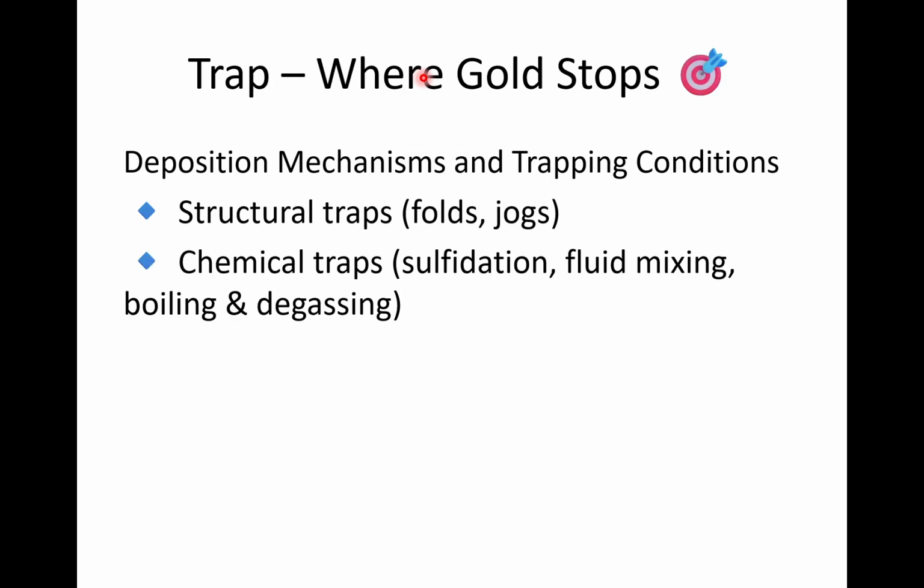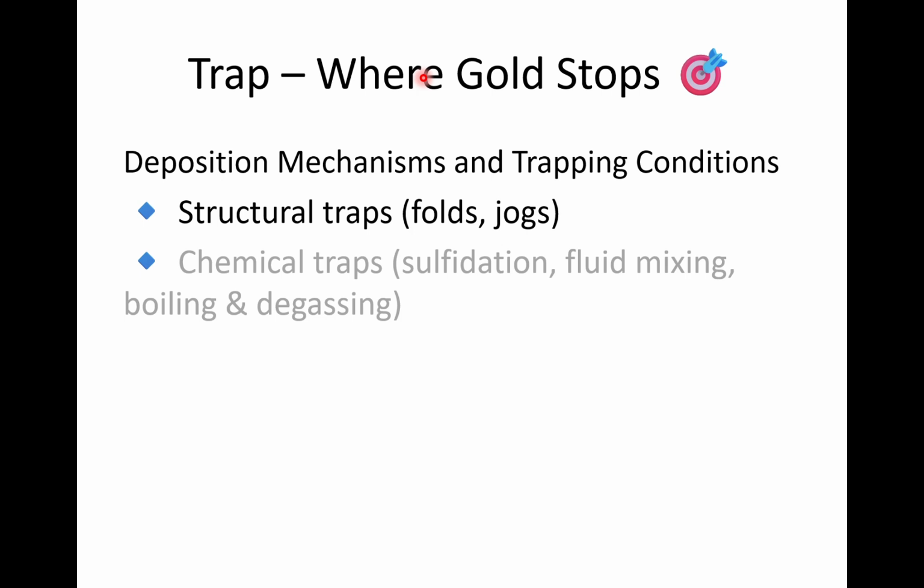So the trap is a set of conditions, physical, chemical, and structural, that cause the traveling gold to precipitate and concentrate into an ore deposit. Essentially, a trap is where the gold-bearing fluids can no longer hold gold in solution, so the gold drops out and accumulates. Several key trapping mechanisms operate in gold systems, often simultaneously. So let's start with the structural traps.